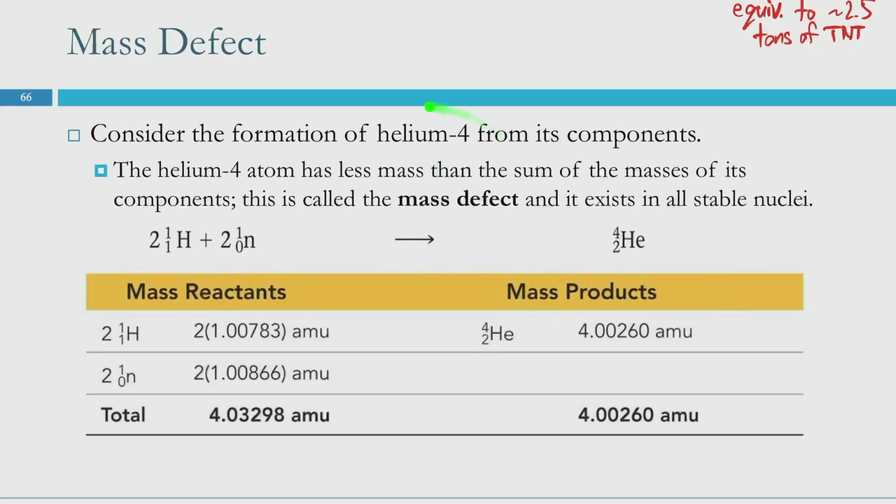So consider if we form helium-4 from its components, just looking at the nucleus. Helium-4 contains 2 protons and 2 neutrons. We're representing protons as helium here. Maybe we're also including the electrons in there. It doesn't really matter.